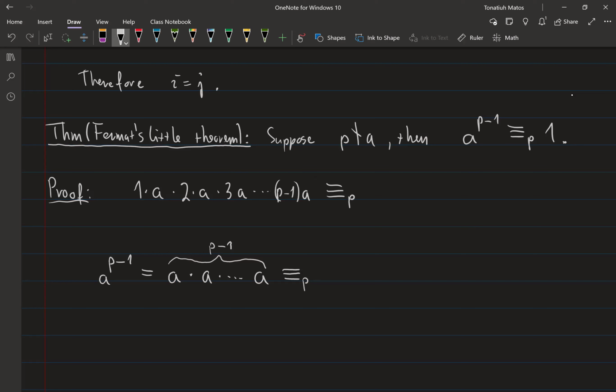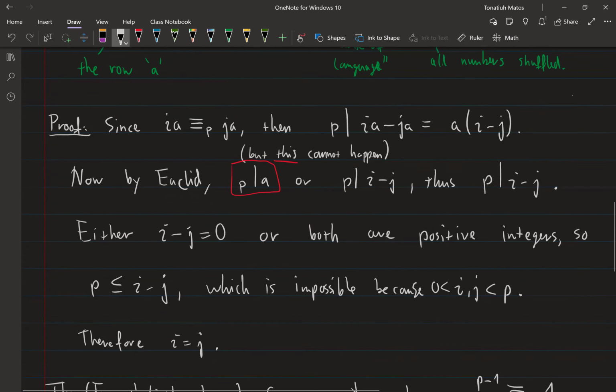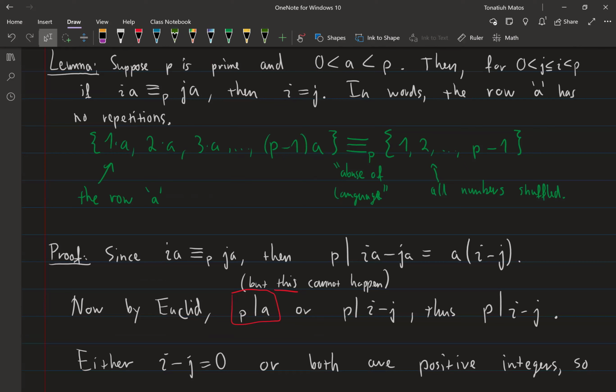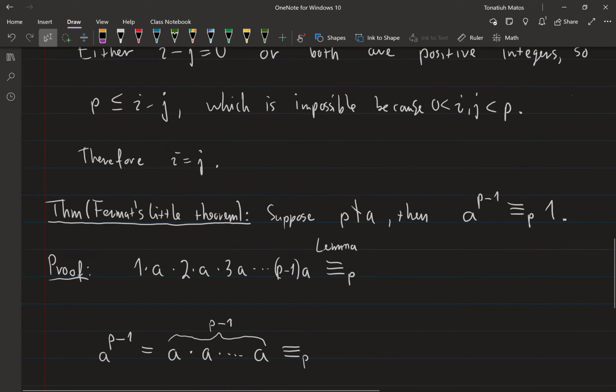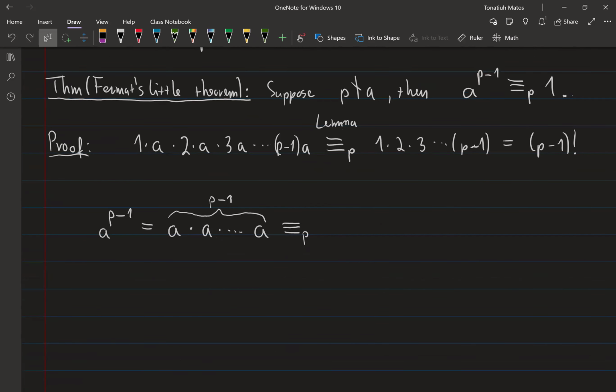So this is by the lemma. If I multiply all the multiples of a, which is a non-zero row of the multiplication table mod p, then if you look at the part in green, this is just the numbers shuffled. And when I have the numbers shuffled, the a disappears. So this is just 1 times 2 times 3, all the way to p minus 1, which is equal to p minus 1 factorial, if I write this in a more succinct way.